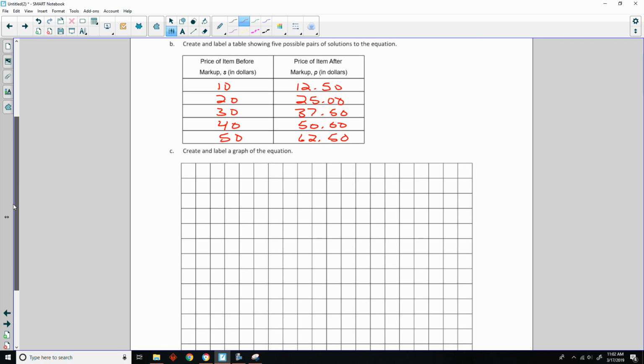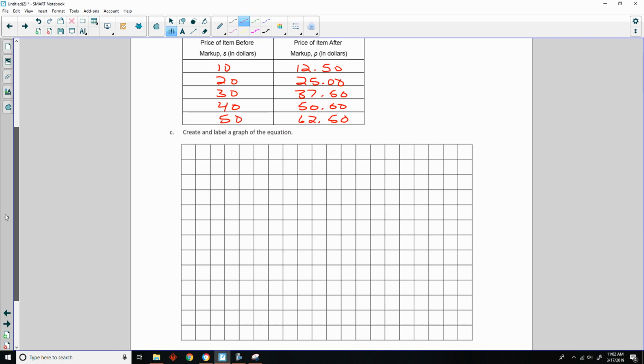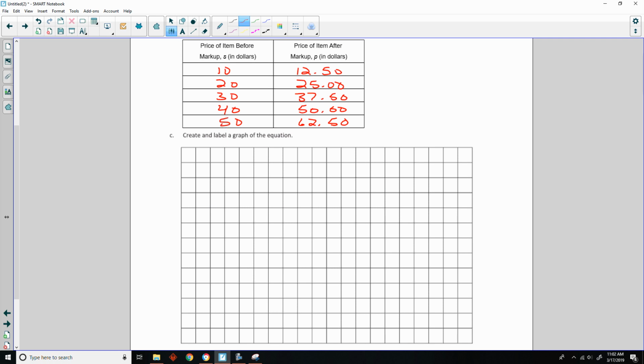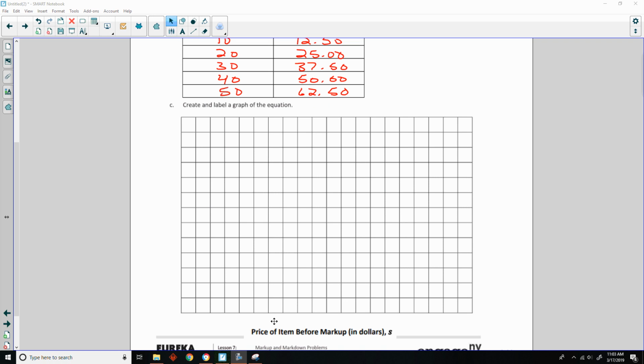Now it says create and label a graph of the equation. So now we're going to graph this. I labeled my x-axis, price of item before markup in dollars S. So that's really my S-axis. I labeled the y-axis, price of item after markup in dollars P. So this is my P-axis instead of Y. Instead of XY, we're graphing SP. And then we need to give it some values.